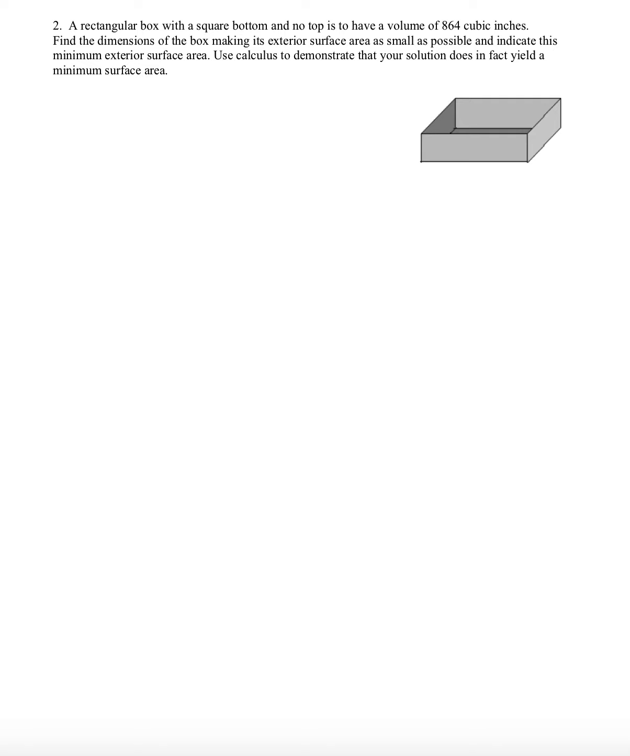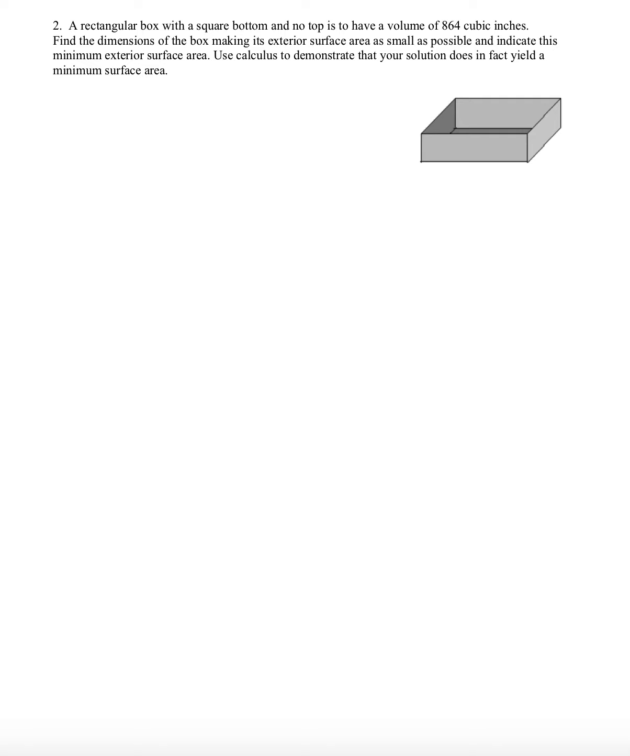In this problem, a rectangular box with a square bottom and no top is to have a volume of 864 cubic inches. Find the dimensions of the box that make its exterior surface area as small as possible.